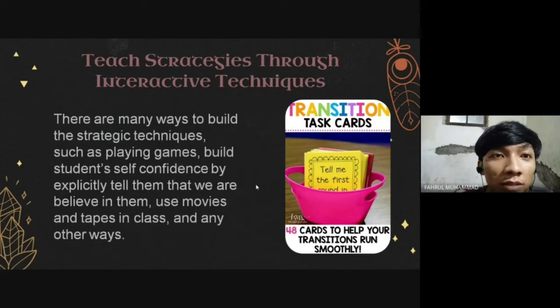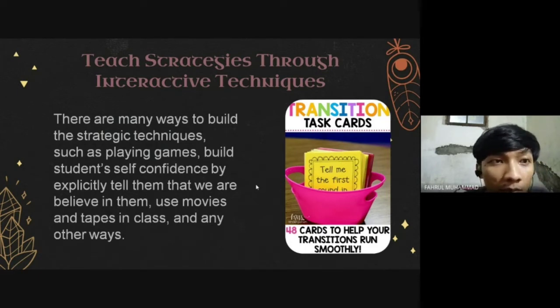Teach strategies through creative techniques. There are many ways to build the strategies in techniques, such as playing games, build students' self-confidence by explicitly telling them that we believe in them, use movies or songs in class, and any other ways.